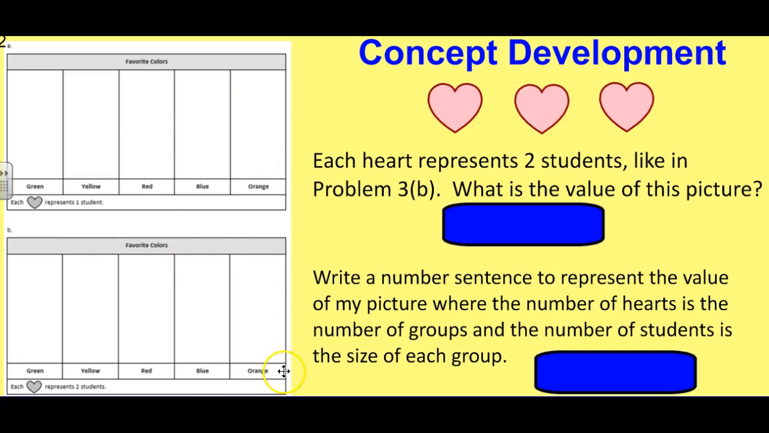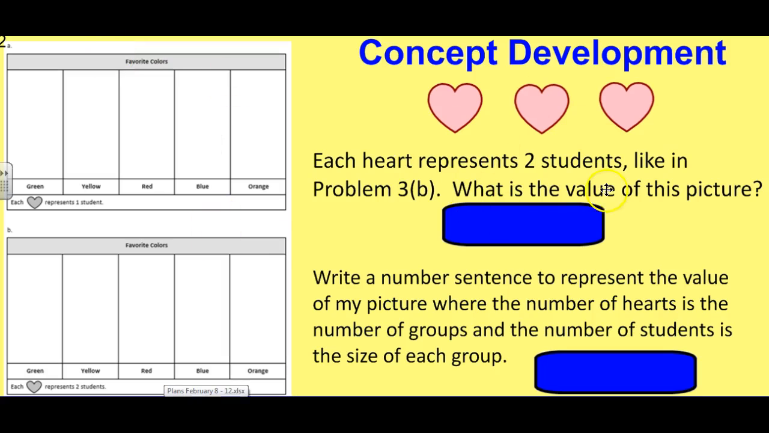But in part B of your problem set, it says each heart represents 2 students. So like if I had 4 students that chose green, I would put 2 hearts because 2 and 2 make 4. And then we'll talk about how we would make a heart if only 1 student chose it. So don't write anything down in your problem set for now.